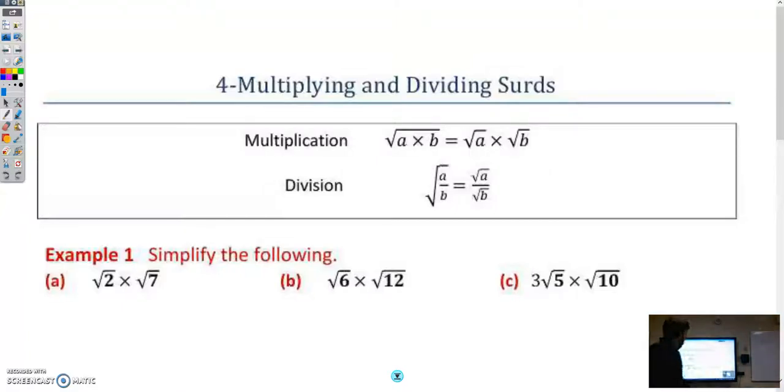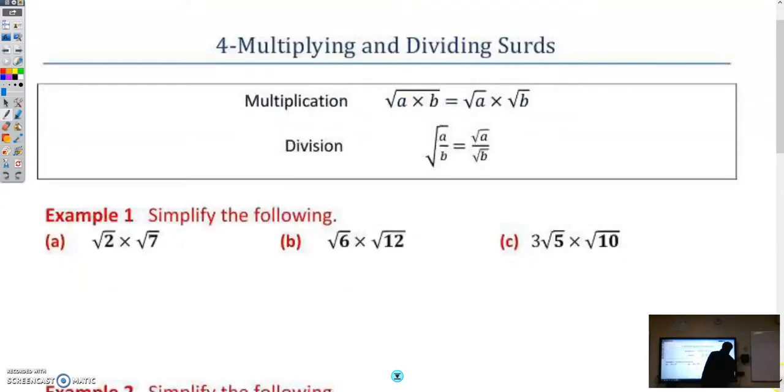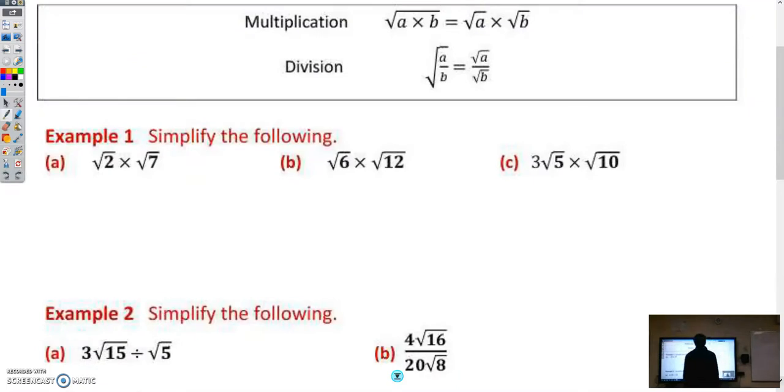Alright, year 10. So today we are looking at multiplying and dividing surds on page 7 of your booklet. When multiplying surds, it is the opposite of the separation we looked at when we were simplifying surds. So we have root 2 times root 7. All you're going to do is put the square root over the top, and 2 times 7 is 14. Okay? It is a very simple process. It will get more complex and we need to simplify after the multiplication.